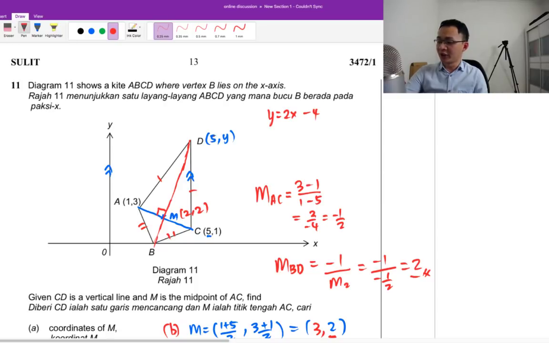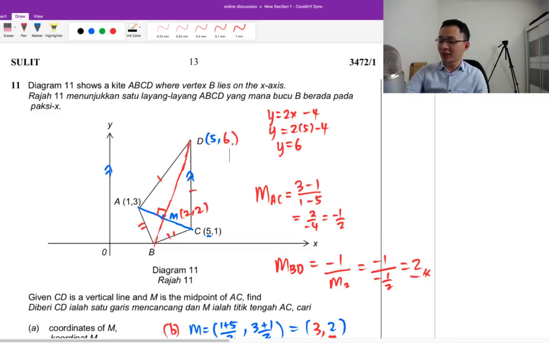I need to find the coordinate D, because D is actually on this line. So I will sub the 5 into the x here to find what my y value is. So it's 2 times 5 minus 4, 10 minus 4, which is 6. So therefore, I know my coordinate D here is (5, 6).